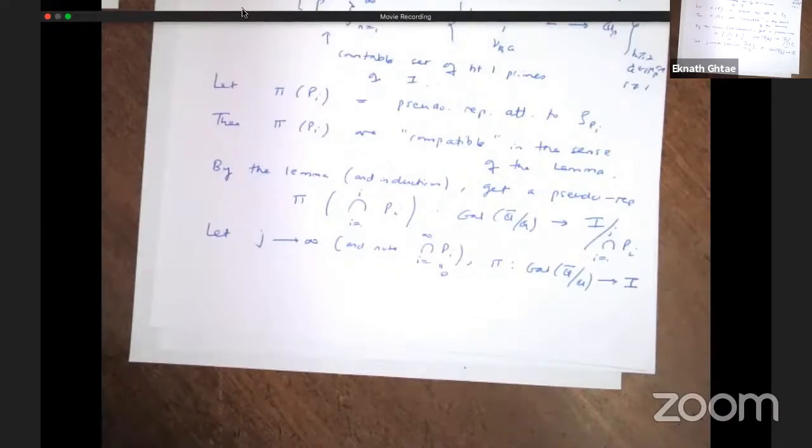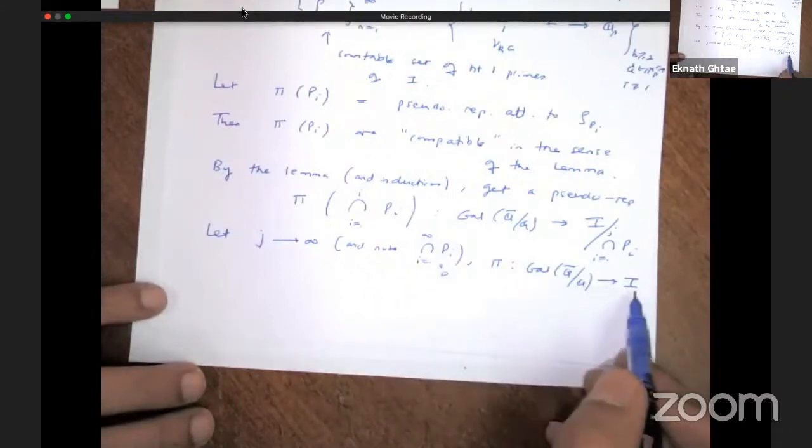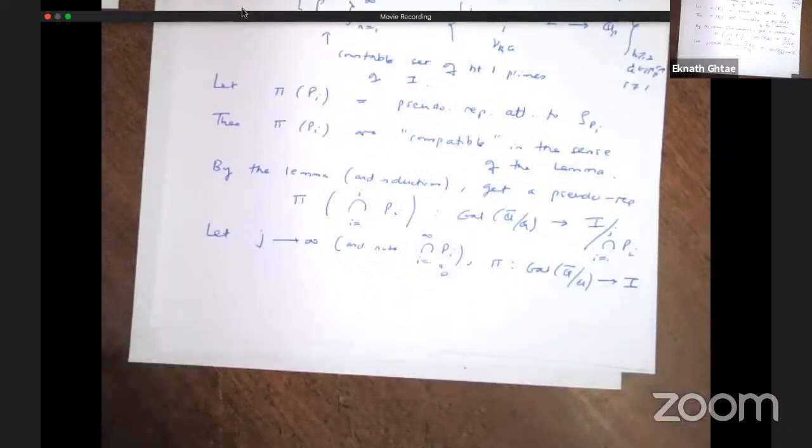So each of the pi_P's was a pseudo representation, and I glue together pi_P1 and pi_P2 by the lemma. And then I get something on I modulo the intersection P1 intersection P2. Then I take my pi_P3 and do that furthermore using the lemma, and so on and so forth. And then there's something one has to check about J tending to infinity, but it's very believable you can do that. And these things get smaller and smaller. They go up to 0, the intersection. So you actually get values in I modulo 0.